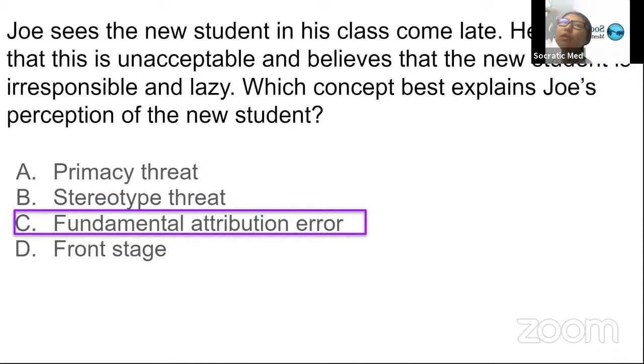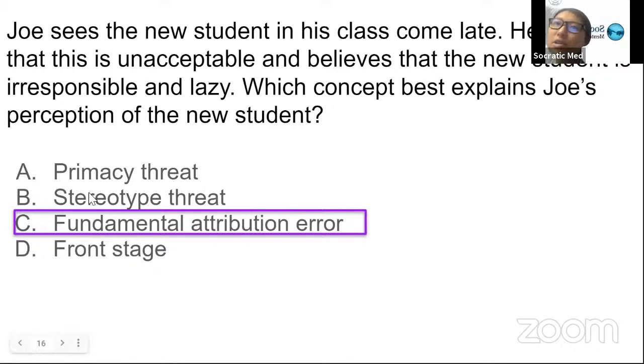So because Joe is seeing that this new student is late in his class, he believes that it's because of his personality, as we can see in this question, that the student is just irresponsible and lazy. But it is possible that the student could have come late because of other external factors, which he doesn't quite think about when he's automatically thinking about this person's lateness.